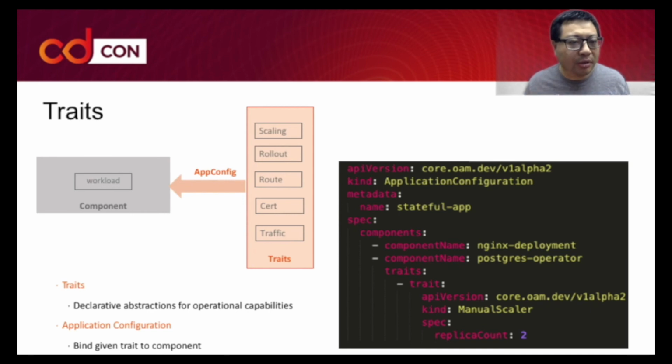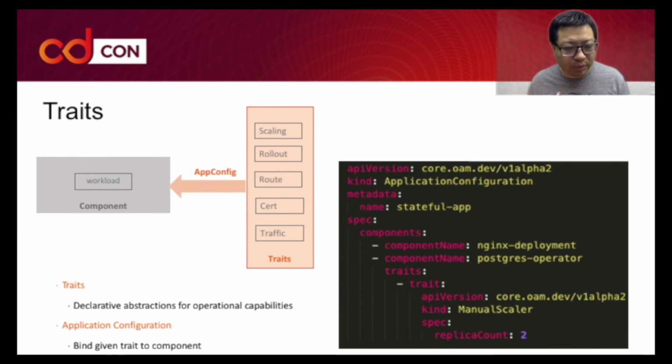The next part is called traits. Traits are operational tasks. They are attached or instantiated onto components. So the traits are things like scaling, rollout, route, cert, etc. Now, who developed the traits? Well, they normally come from platform builders, or you can use the modeling CRD methodology to modify the existing CRD from another project. But the key here is that they are abstracted at the proper level, right?